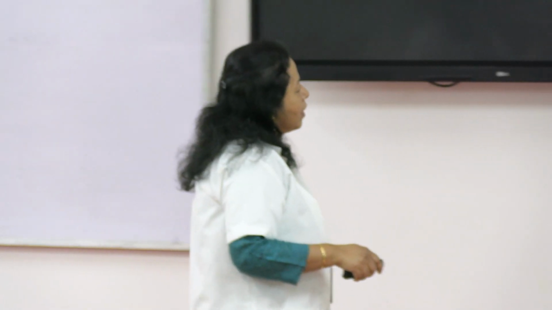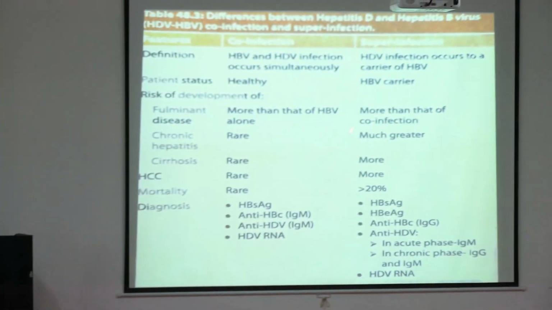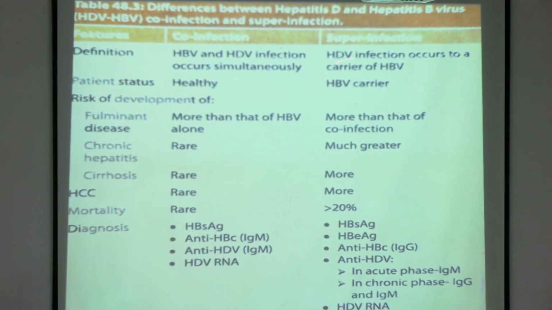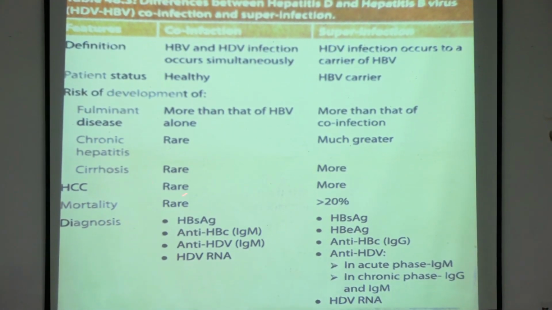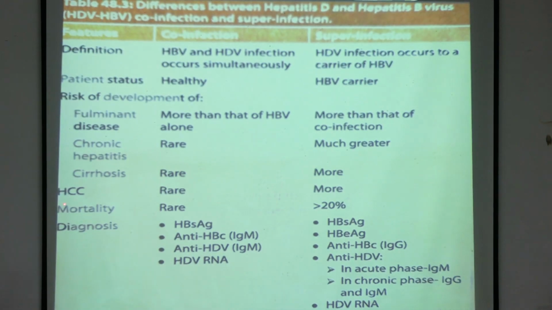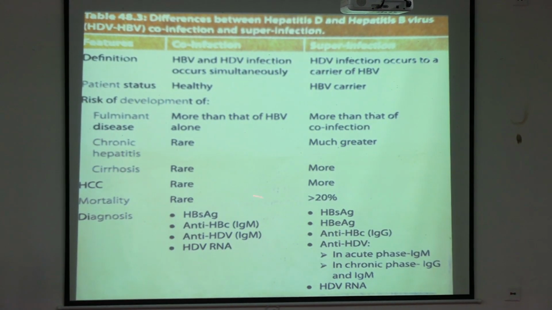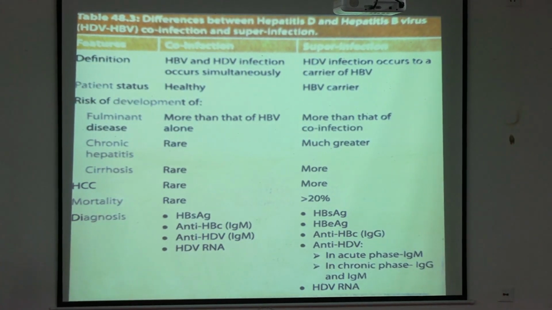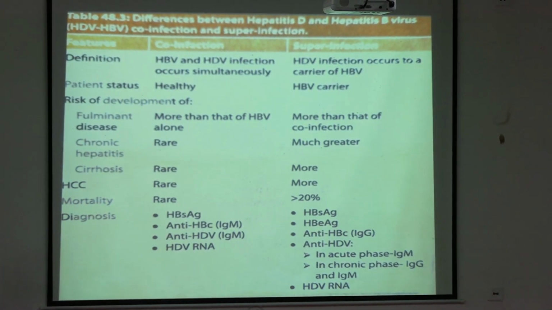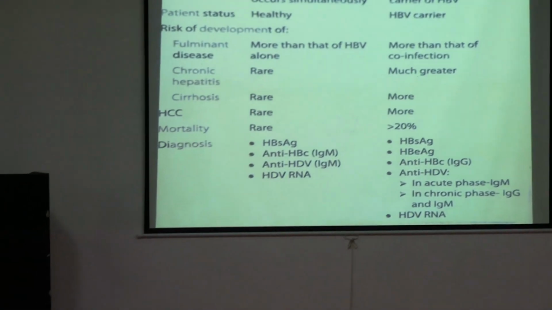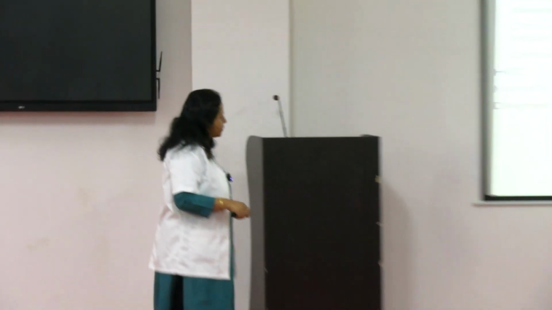Okay? What is this? Fulminant is more than that of HBV. Okay? More than that of co-infection. Chronic hepatitis rare, much greater. So this can go to chronic hepatitis. Cirrhosis rare, it's more. Okay. Hepatocellular carcinoma is more. Mortality is rare, more than 20%. So super infection. The word super से तुम correlate कर सकते हो. So it will be easier for you to remember like that. Okay. So super infection is worse, sir.